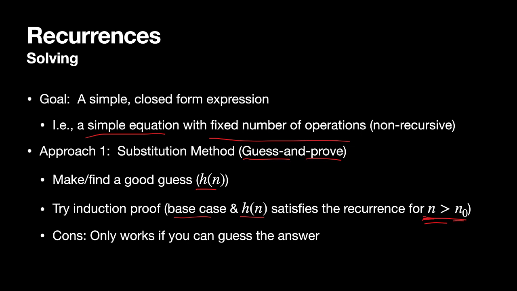Okay, so the real downside of this is that it only works if you have a good guess. If you don't have a guess, if you can't inspect your code or your recurrence equation and come up with a reasonable guess, then you can't really make any progress with this approach. If you have a good guess, it's useful because you can actually prove that your guess is correct.